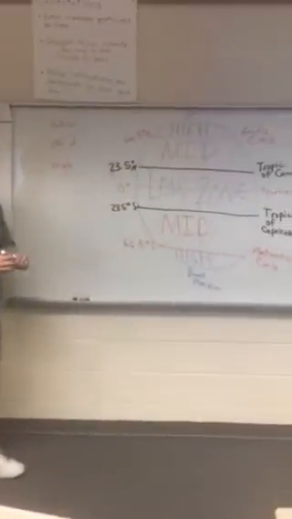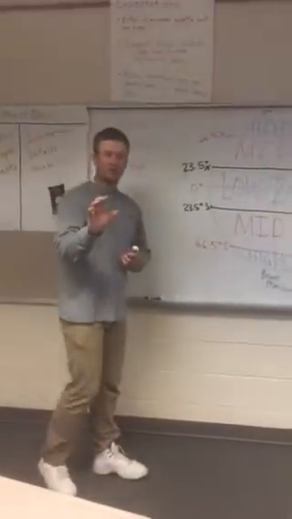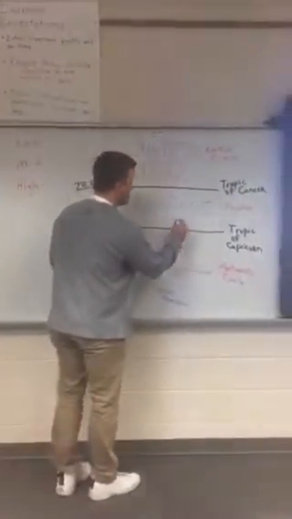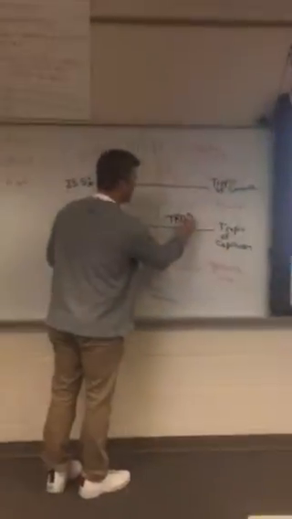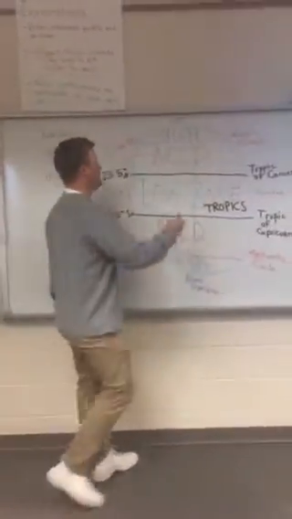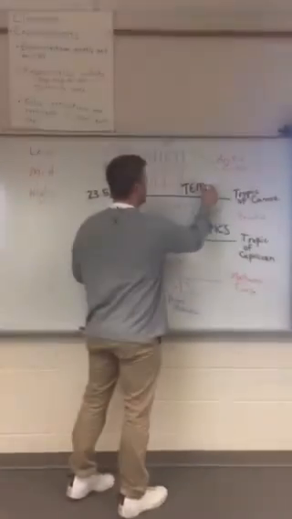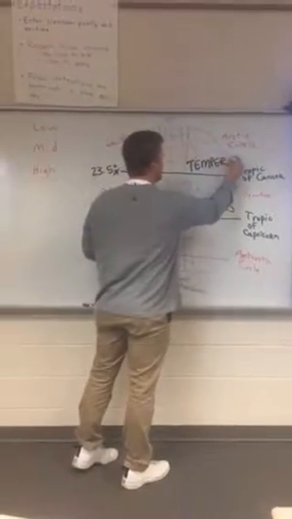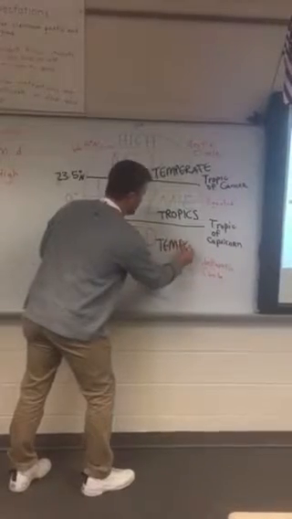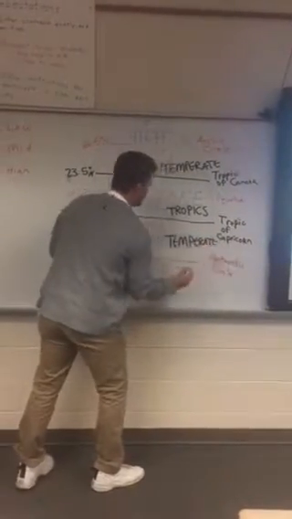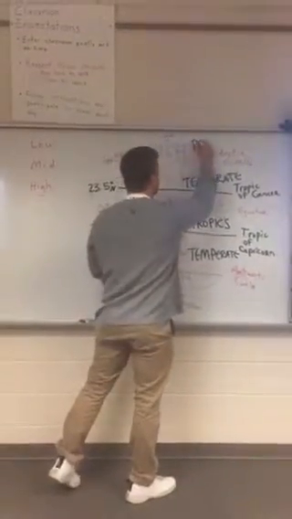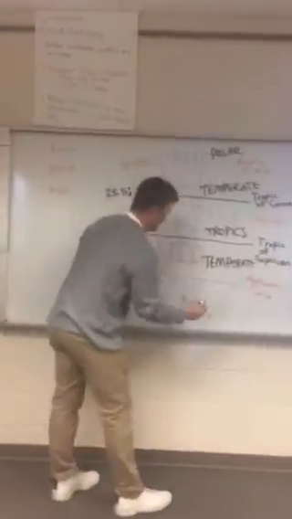Okay, there are some nicknames for these zones that we're going to talk about. For low latitude zone, this nickname is called the tropics. Okay, for mid latitude zone, this is known as the temperate zone. So both of them, temperate zone. And the high latitude zones are also known as the polar zones.